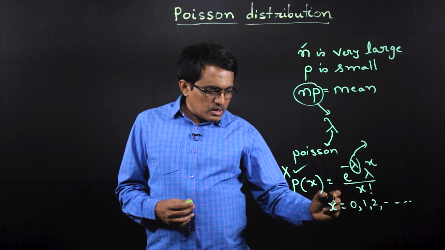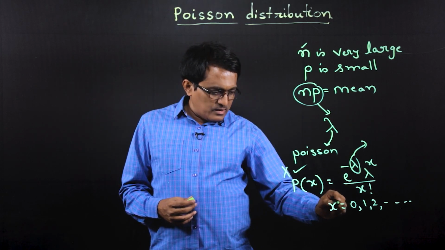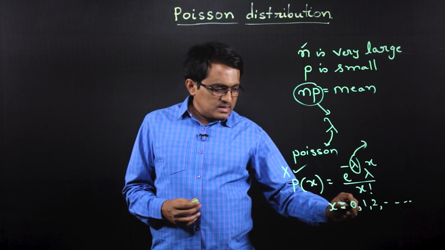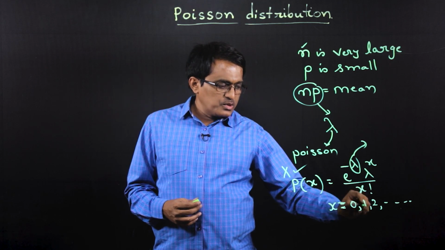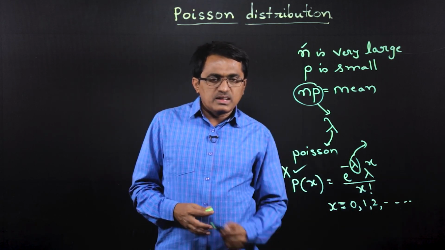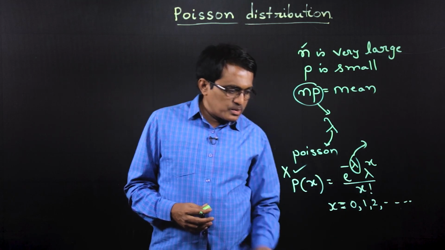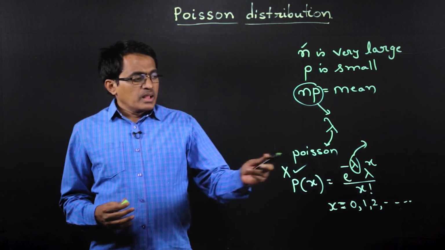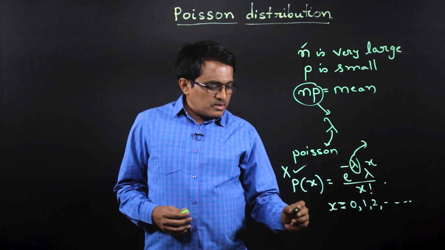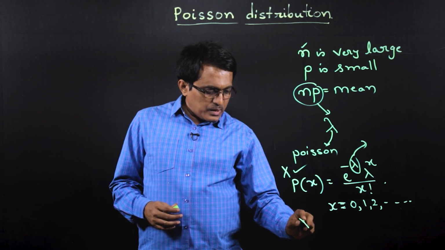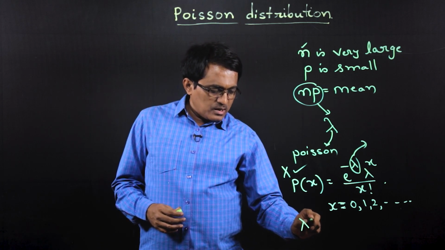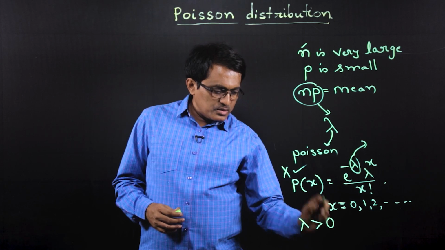One more thing we can observe is the values that random variable x takes, that is, x takes values 0, 1, 2 and so on up to infinity. And one more point to remember is that the parameter of the Poisson distribution, lambda, is always greater than 0.